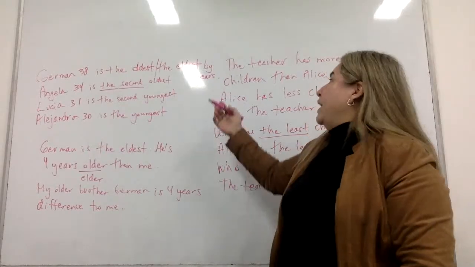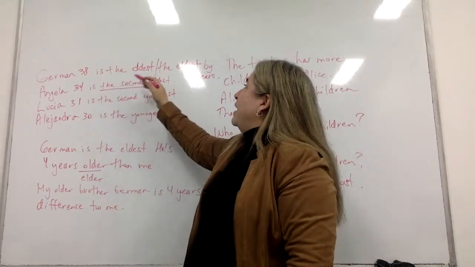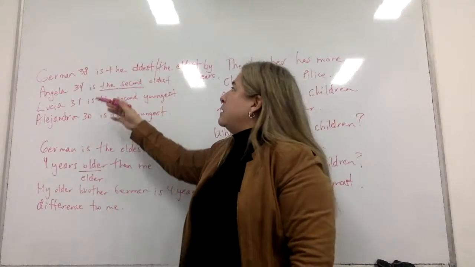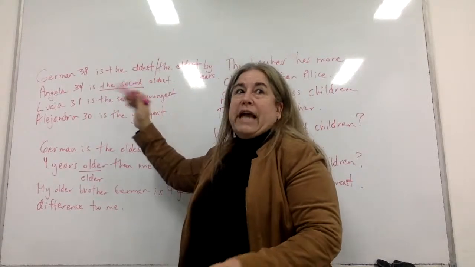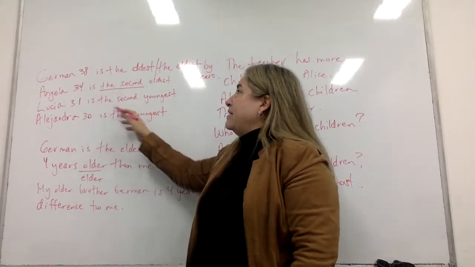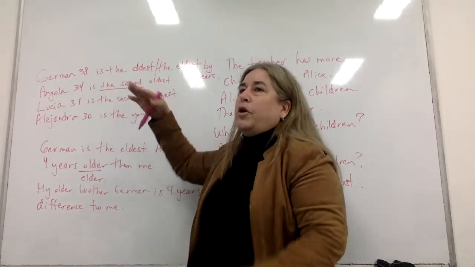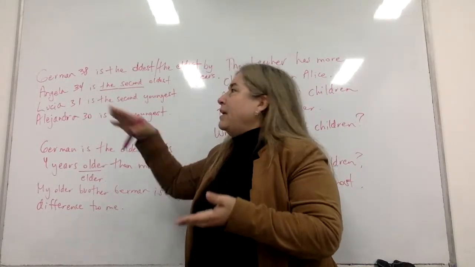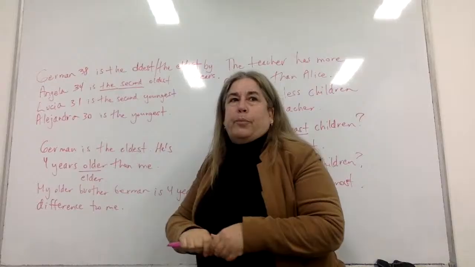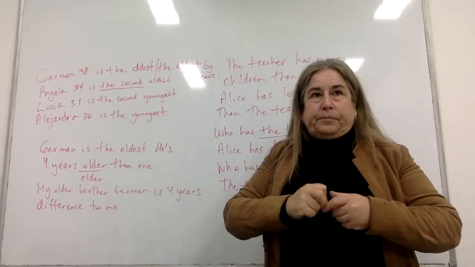Here also, you could say Germán is the oldest at 38. Angela is the second oldest at 34. Lucia is the second youngest, because then you go from the bottom. You always go halfway, you start working your way up. Okay?